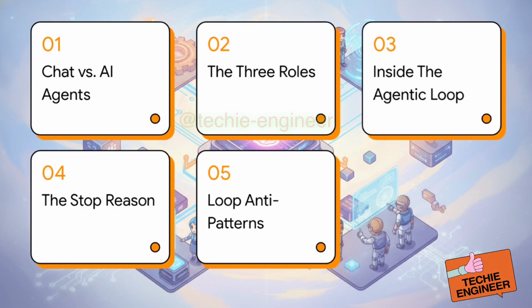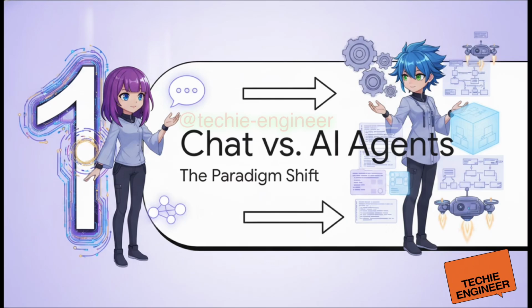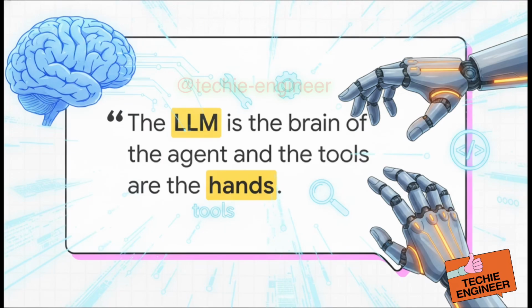Let's jump right in. Section 1. Chat versus AI agents, the paradigm shift. We really need to start with the fundamental difference between standard prompting and true autonomous action. The LLM is the brain of the agent, and the tools are the hands. I mean, that really hits the nail on the head, right? Think about a standard chat model. It's essentially a brain in a jar. It just sits there, thinks, and talks. You give it text, it gives you text back based purely on its training data.